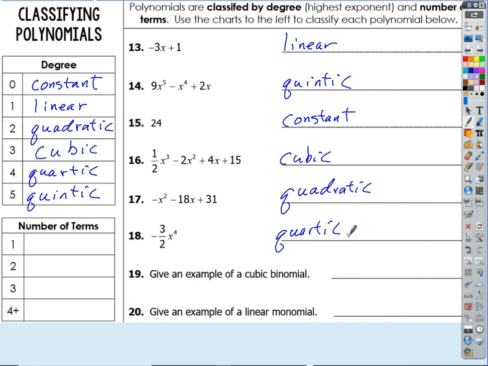Okay, but we can do more than that. We can also classify by the number of terms, and these are ones you're probably going to know. So a one-term polynomial is called what? Monomial. Second one's binomial. Trinomial. We could keep going, but I don't even know what they'd be called. For 4 or more, we just call it polynomial, meaning many terms.